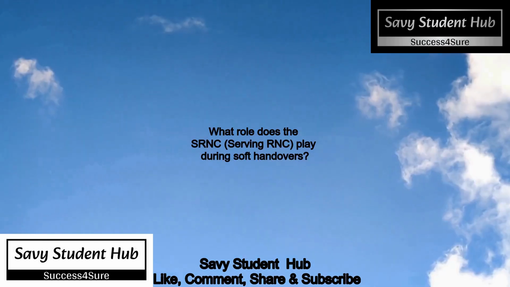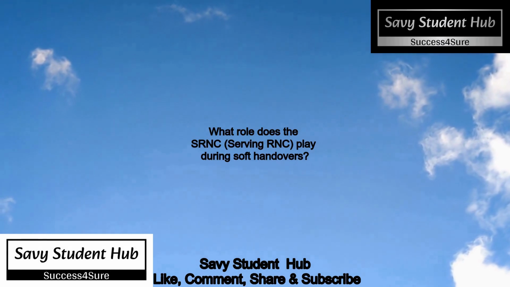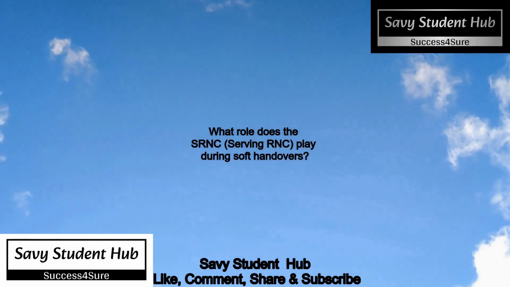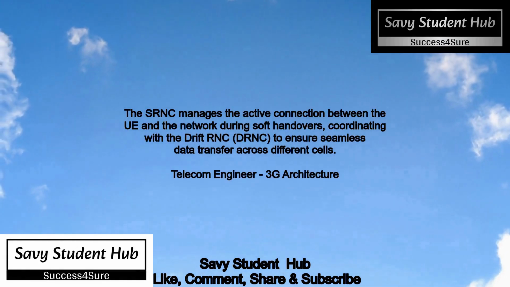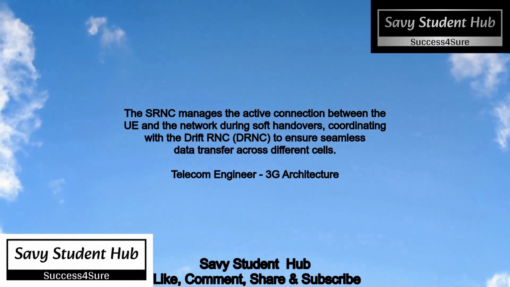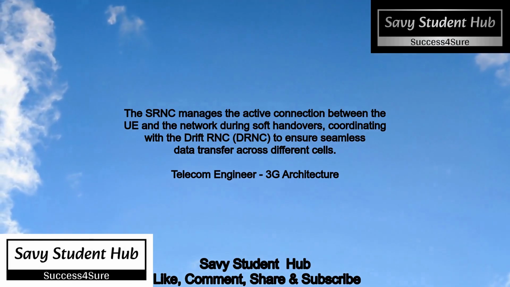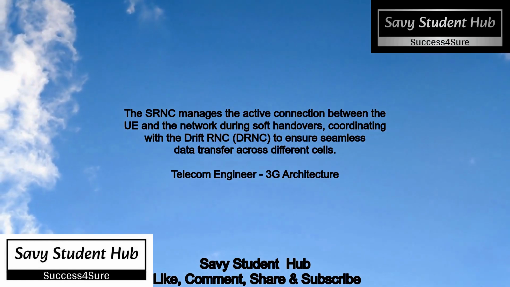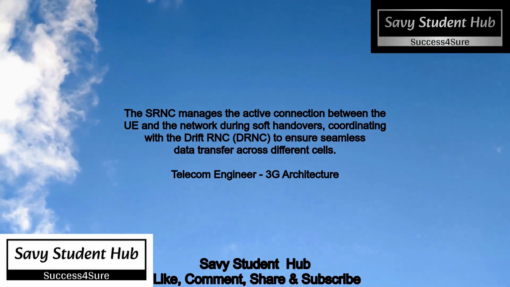What role does the SRNC, serving RNC, play during soft handovers? The SRNC manages the active connection between the UE and the network during soft handovers, coordinating with the drift RNC, DRNC, to ensure seamless data transfer across different cells.